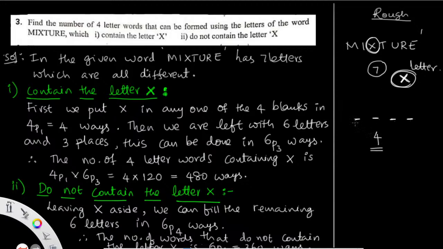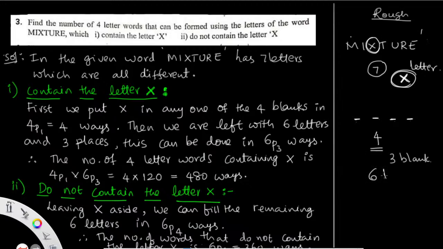Suppose we put X in one place. How many leftover places are there? 3 blank places. The letter X has to be eliminated from the total letters in the word, so the remaining letters are 1, 2, 3, 4, 5, 6.